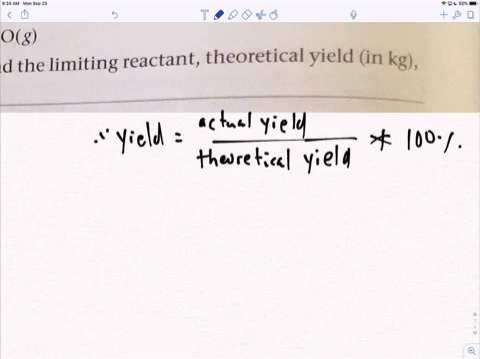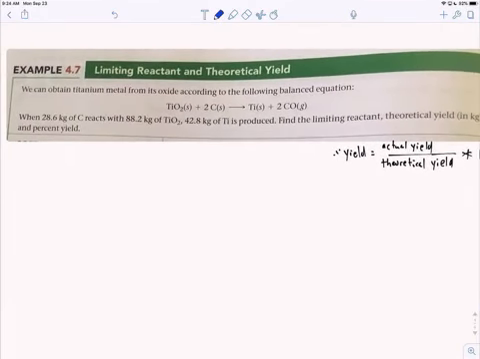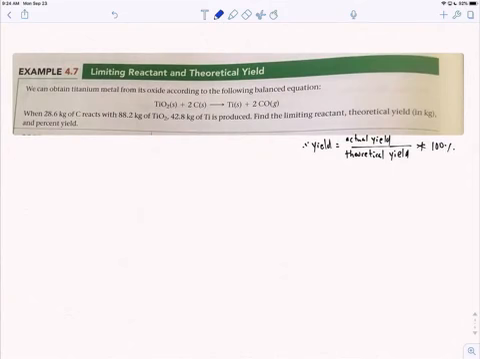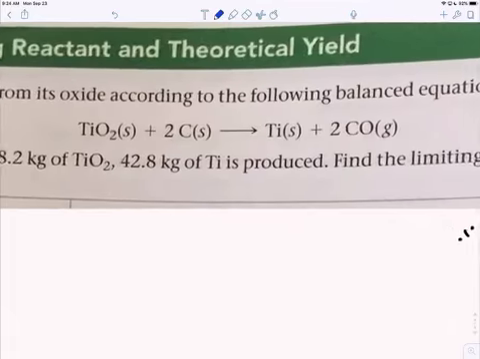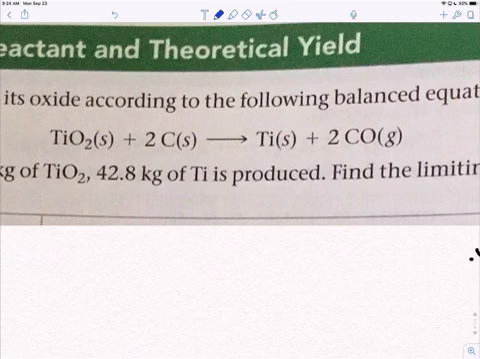So this next problem we're going to talk about deals with cracking ore. And this is how we crack ore. How much titanium can we get from its oxide by this equation here? We have titanium dioxide plus 2 carbons makes titanium metal and 2 carbon monoxides. And lo and behold, this is how we get most metals. Most metals we get by taking ore. Ore is a rock that has the metal in it, and then we reduce it typically with carbon.